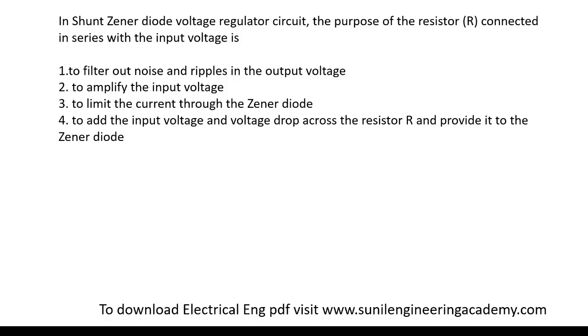Coming to the first question: in a shunt Zener diode voltage regulator circuit, the purpose of the resistor connected in series with the input voltage is dash. What is the purpose of the series resistor? We know very well the Zener diode voltage regulator circuit. Here we have the supply voltage, and here we have the Zener diode. Generally, is a Zener diode connected in forward bias or reverse bias? It is connected in reverse bias to work as a voltage regulator. Here we have the load.